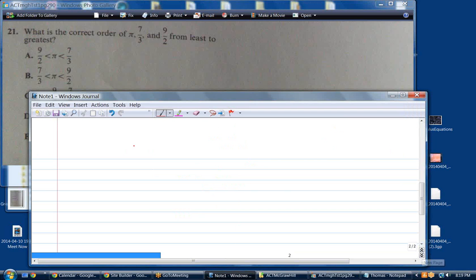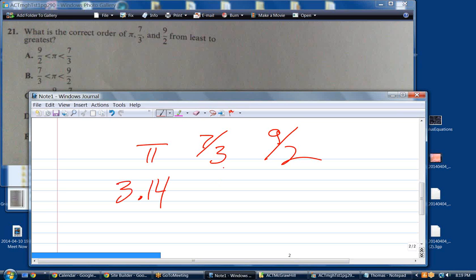How am I going to list these from least to greatest? Oh, I hate these. They're easy. You have to convert them all to the same format. What format would that be? Maybe decimal? Okay, good. What is pi? 3.14. Close enough.